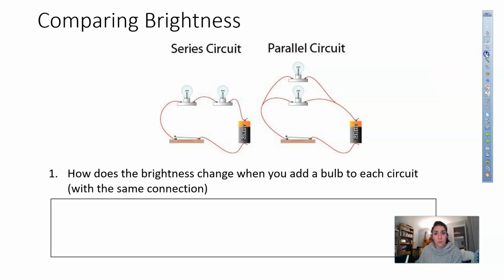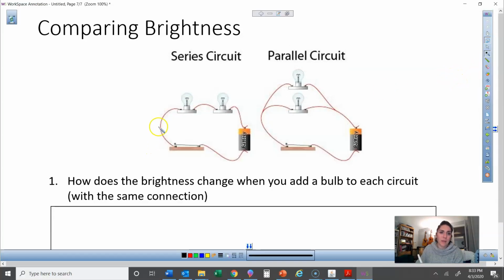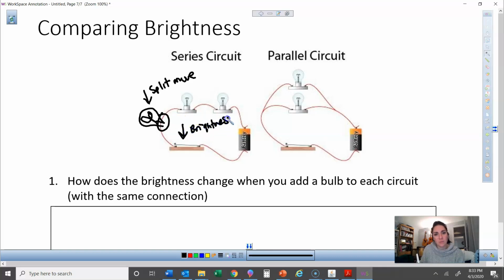Great multiple choice question. How does the brightness change? So if I added another bulb here, I would have to split more energy. It's like if you had a cookie, and when you had 2 people, you broke it in half. But now you added a third person. Instead of breaking it in halves, you have to break it in thirds. So this would actually decrease brightness, because we will have less voltage across each bulb.